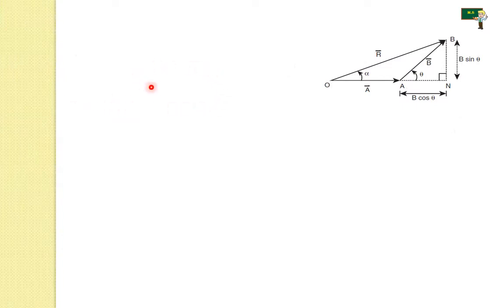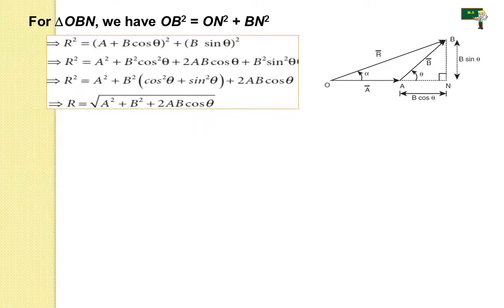Instead of this we put 1. This is the magnitude of the resultant of A vector and B vector.